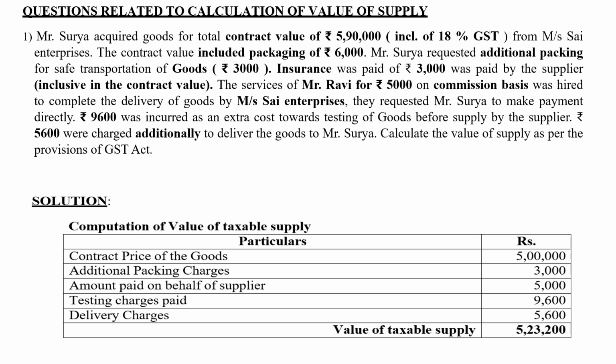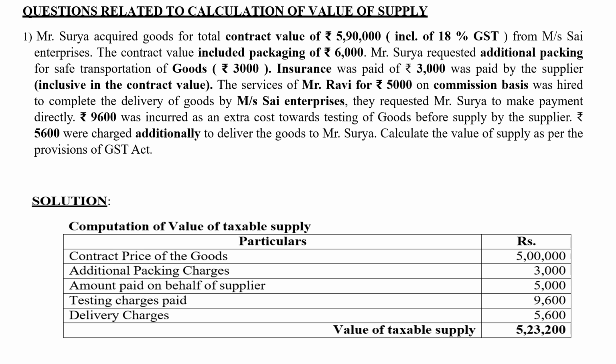Mr. Surya acquired goods for a total contract value of rupees 5,90,000, including 18% GST, from Ms. Sai Enterprises. The contract value included packaging of rupees 6,000. Mr. Surya requested additional packing for self-transportation of goods, rupees 3,000. Insurance of rupees 3,000 was paid by the supplier, inclusive in the contract.